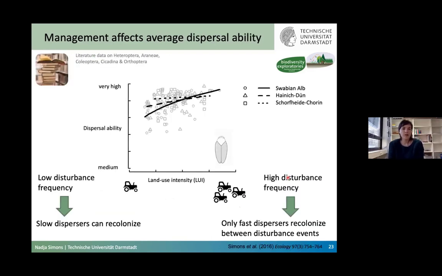A second change in functional traits that we found in the community was that the average dispersal ability of the arthropod community changed with land use intensity. So while dispersal ability was generally rather high in our communities, it even increased under intensive management, with communities consisting almost exclusively of species with very high dispersal ability under highest management intensity. One possible mechanism behind this change is related to the increase in disturbance frequency with increasing management. So the more frequently a habitat is disturbed, for example, by mowing or grazing or fertilization, the less likely it is for a species to be able to avoid this disturbance or recolonize the habitat after the disturbance. And this is especially true for species with a low dispersal ability.